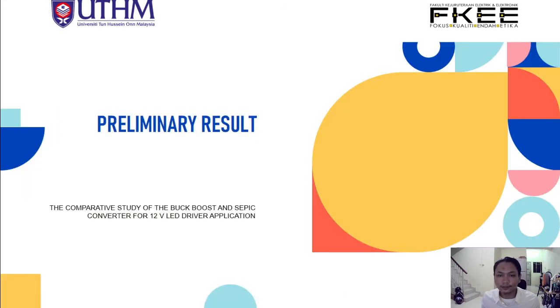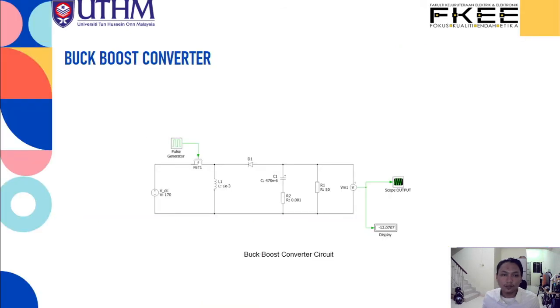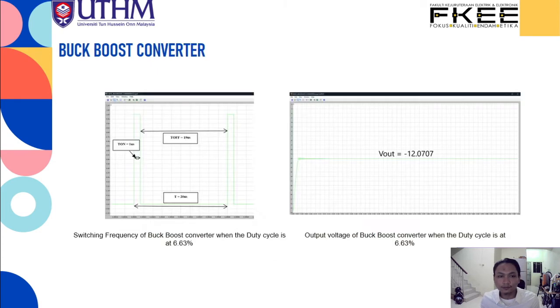Okay, next, preliminary result. This is the buck boost converter that is being run in the PLECS simulation. This is the preliminary result for the buck boost converter. On the left side is the switching frequency of the buck boost converter when the duty cycle is at 6.63%. Why do we use 6.63%? Because for the input voltage of 170 volt, we use 6.63% of duty cycle to get the 12 volt output.